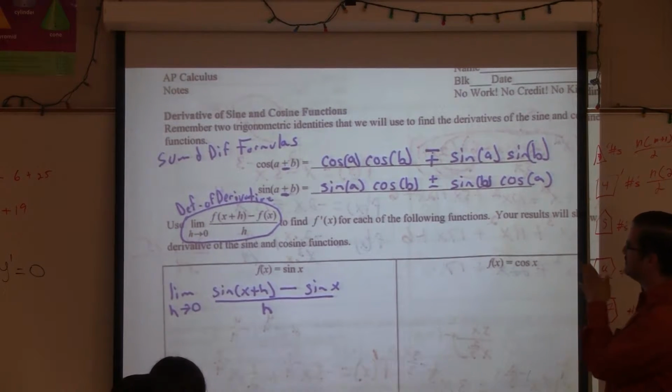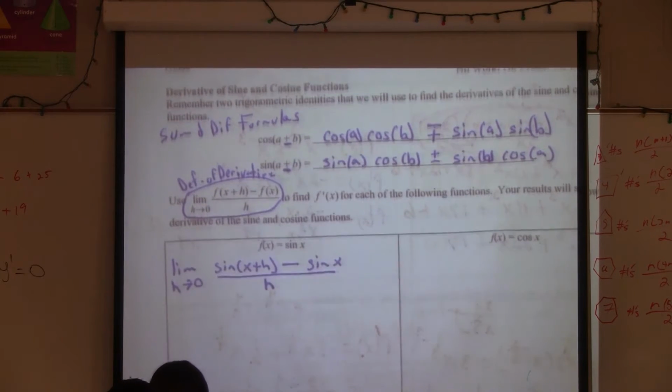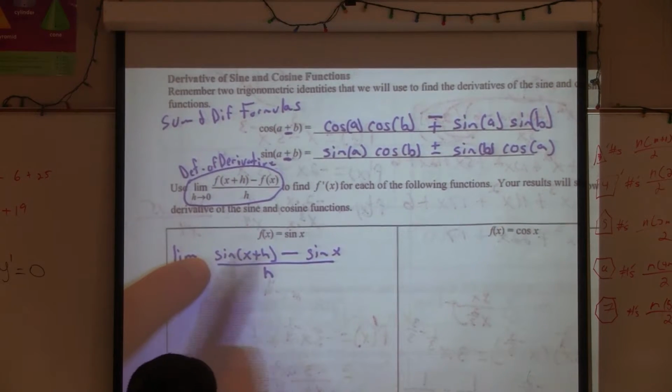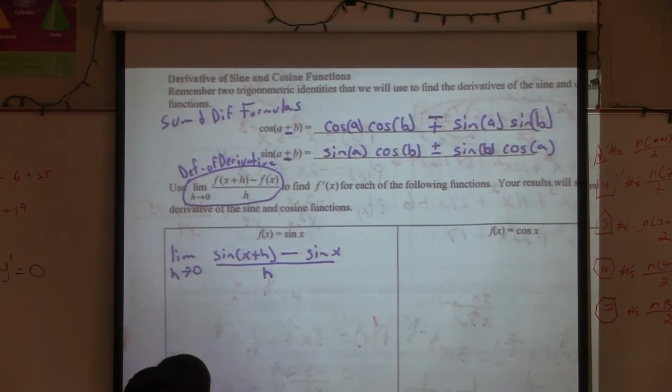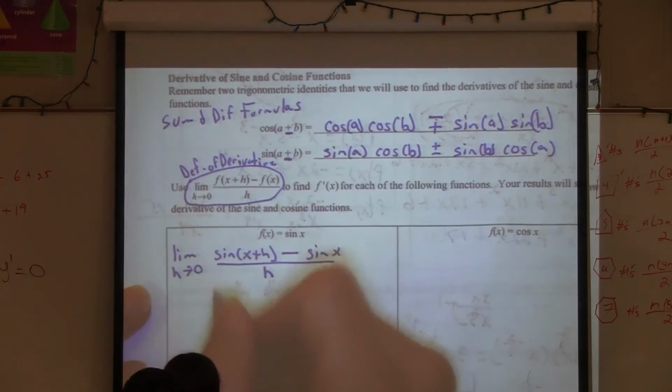Yeah, if it's plus, it's plus. If it's minus, it's minus. Good? Any of you recall using this? Yes? Maybe? Alright, so what we're going to do is use those expansion formulas to expand this right here. So let's expand sine of x plus h. That would be this one, right?